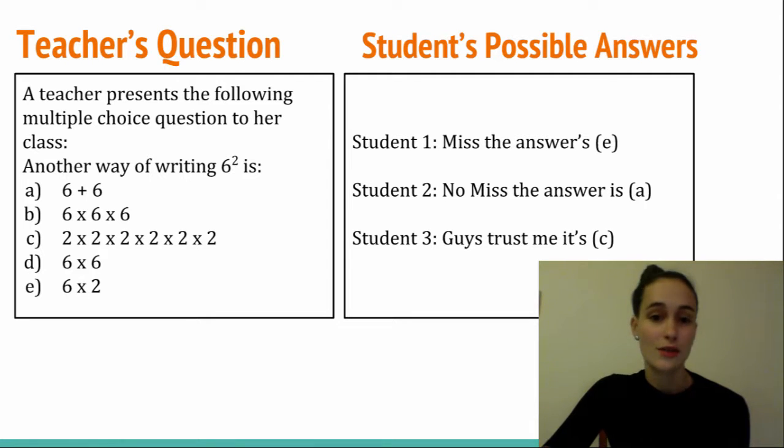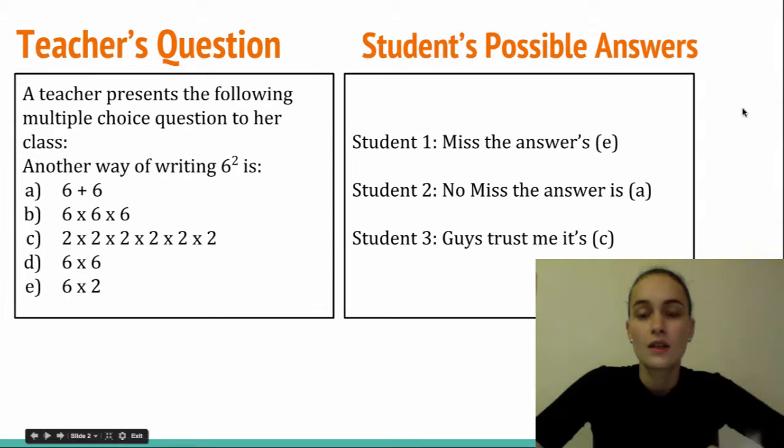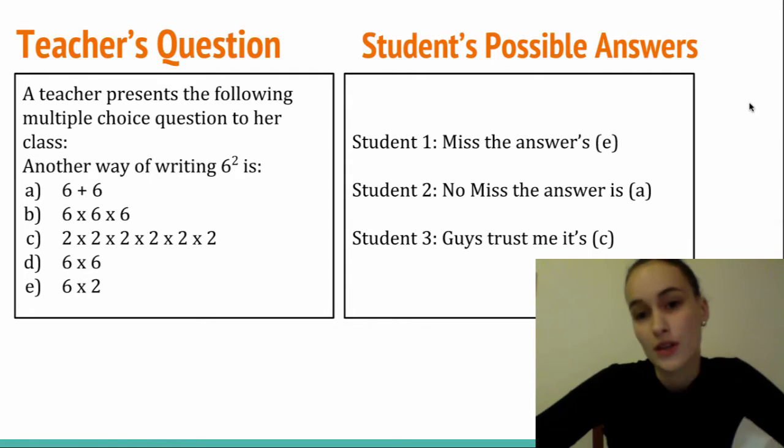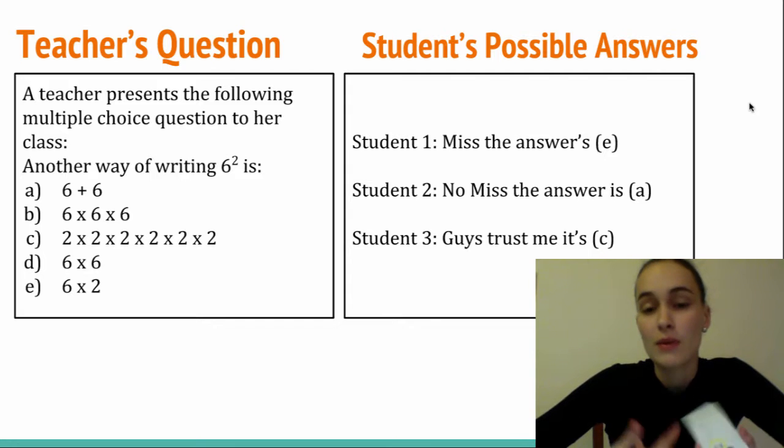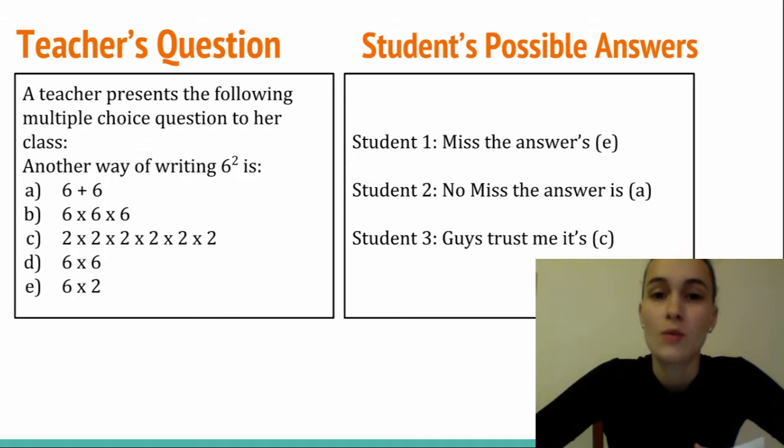So as you can see to the right, we have 3 students' answers here. Student 1 believes it is E, student 2 believes it is A, and student 3 says, no guys, it's C. Each of these answers we know is obviously incorrect, but we can use this information to determine why they came up with these answers and what misconceptions they have around index notation to make them think their answer was correct. And from there, we will help them overcome this error, and they'll be A+ students in index notation.